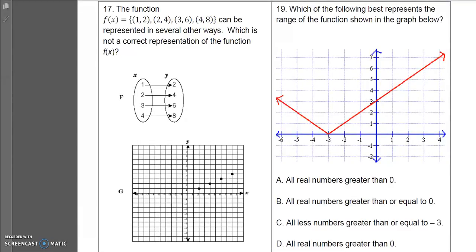19 says, which of the following best represents the range of the functions shown in the graph below? So range, remember, it would be my y values. So if I look at my y values for this graph, my lowest y value is at 0. And because the arrows are going up in both directions, this way and this way, forever, that means it's starting at 0 and it is going on forever and ever going up. So look at our answer choices. It says A, all real numbers greater than 0. But this is including 0, so it's not going to be that. How about all real numbers greater than or equal to 0? Yes, it's definitely including 0, and it's getting larger and larger.